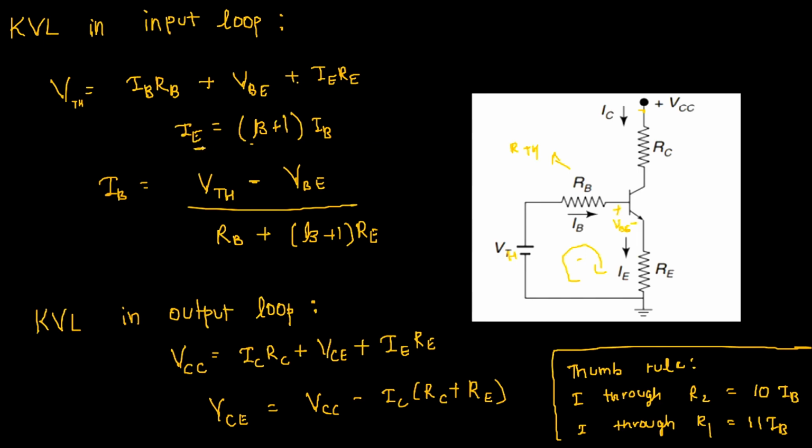So like we know, our emitter current is given by beta plus 1 into base current. So we can replace our IE with beta plus 1 into IB. Because of this, we can finally get the expression for IB. Now applying KVL on the output side, we get VCC is equal to IC into RC plus VCE plus IE into RE. Now we can assume that IC is almost equal to IE, due to which we can replace IE with IC, and we get VCE as VCC minus IC into RC plus RE.